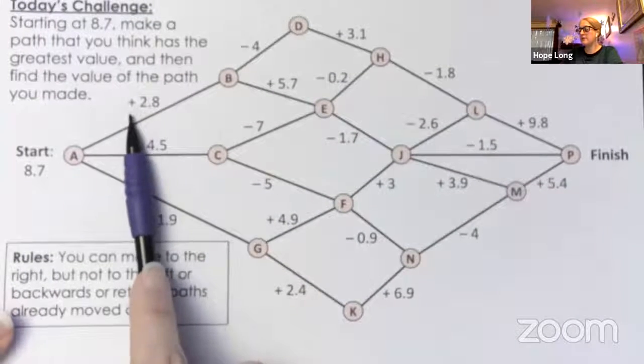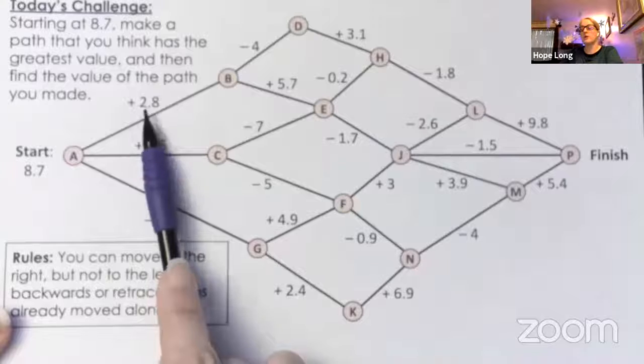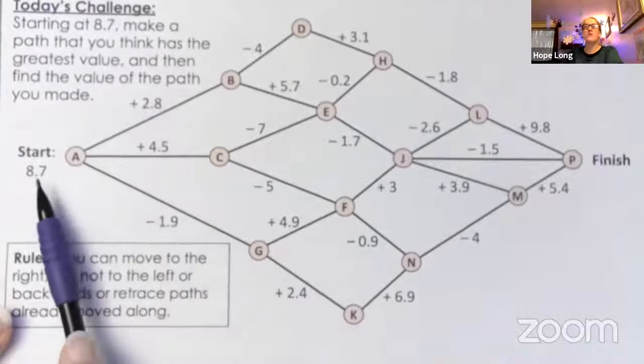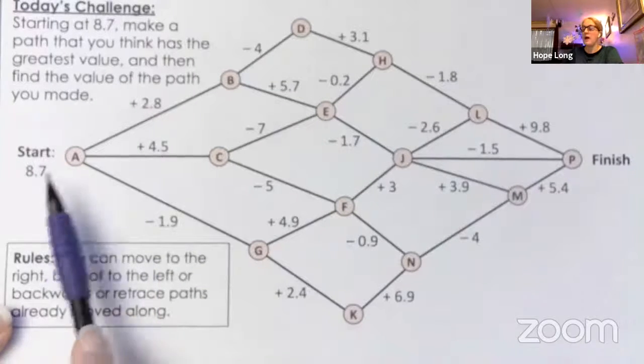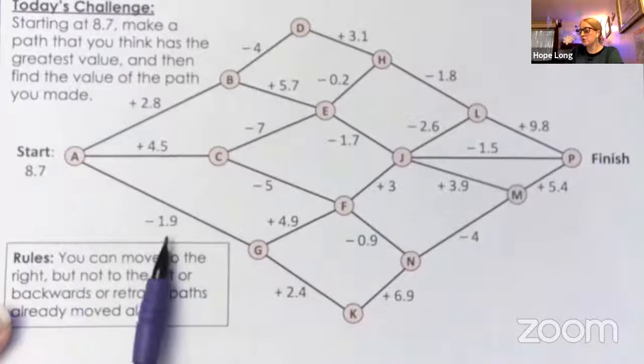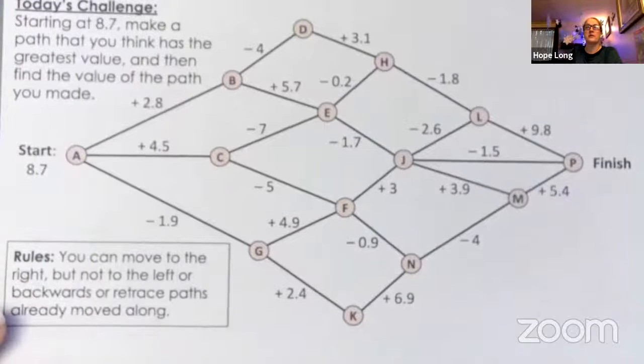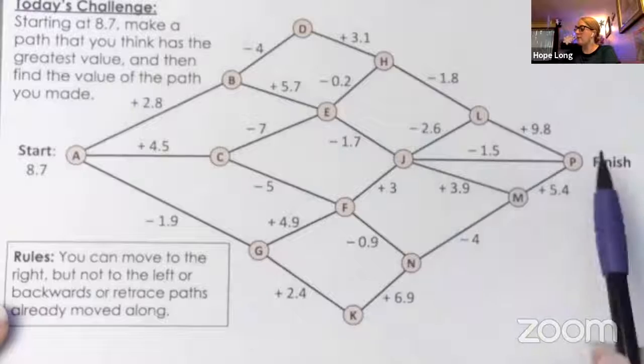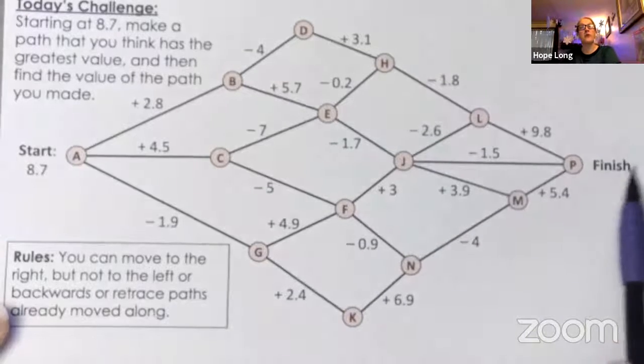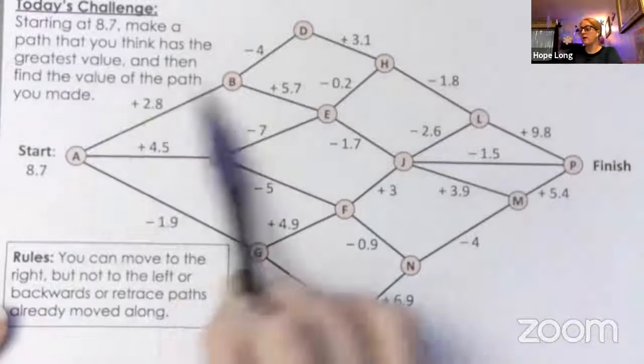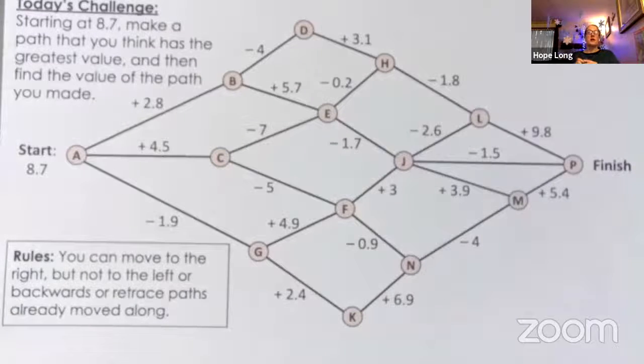So if it has a plus, you're going to add this value to whatever you previously had. And if it's a minus, you're going to subtract it from whatever you previously had. And remember, we want to try to get over here with our highest value possible. So we might need to experiment with a couple different paths today, right?